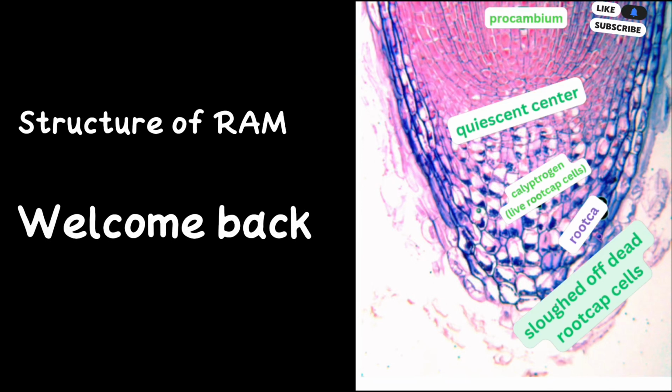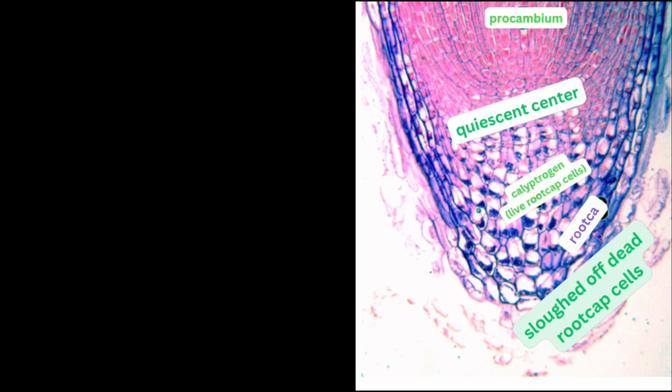Today we are going to know the structure of the root apical meristem. So there is a root cap. This root cap is a dome-shaped protective structure. Here the cells secrete the mucilage to ease the soil penetration. The outer cells slough off continuously.